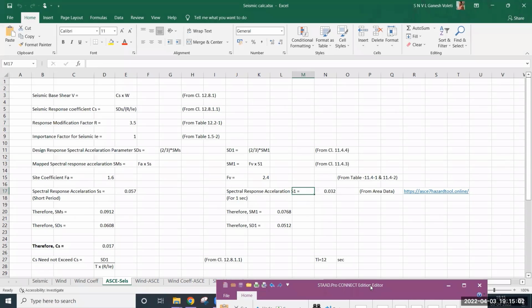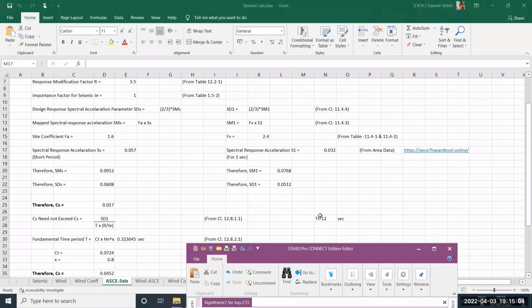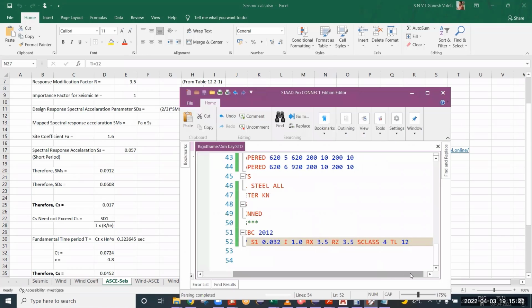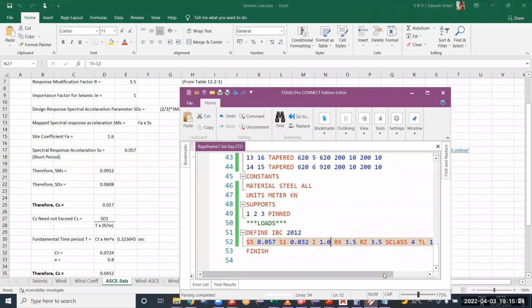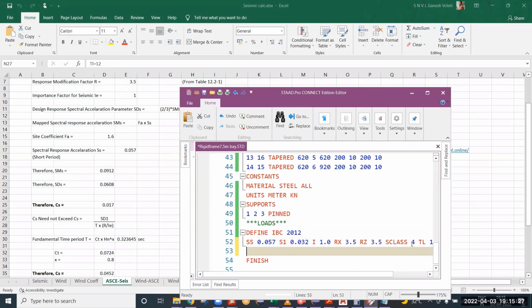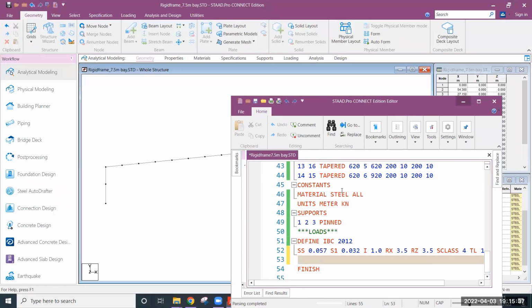Why have I given TL 12? We took it from the graph at that time. Whether you remember or not, please go through the revision sessions, the recorded sessions, so you can get them. We have seen TL of 12 seconds in our example, and that is the value I have given here. So here we have defined the seismic code. Now you have to give the seismic weight. We have seen seismic weight, right?